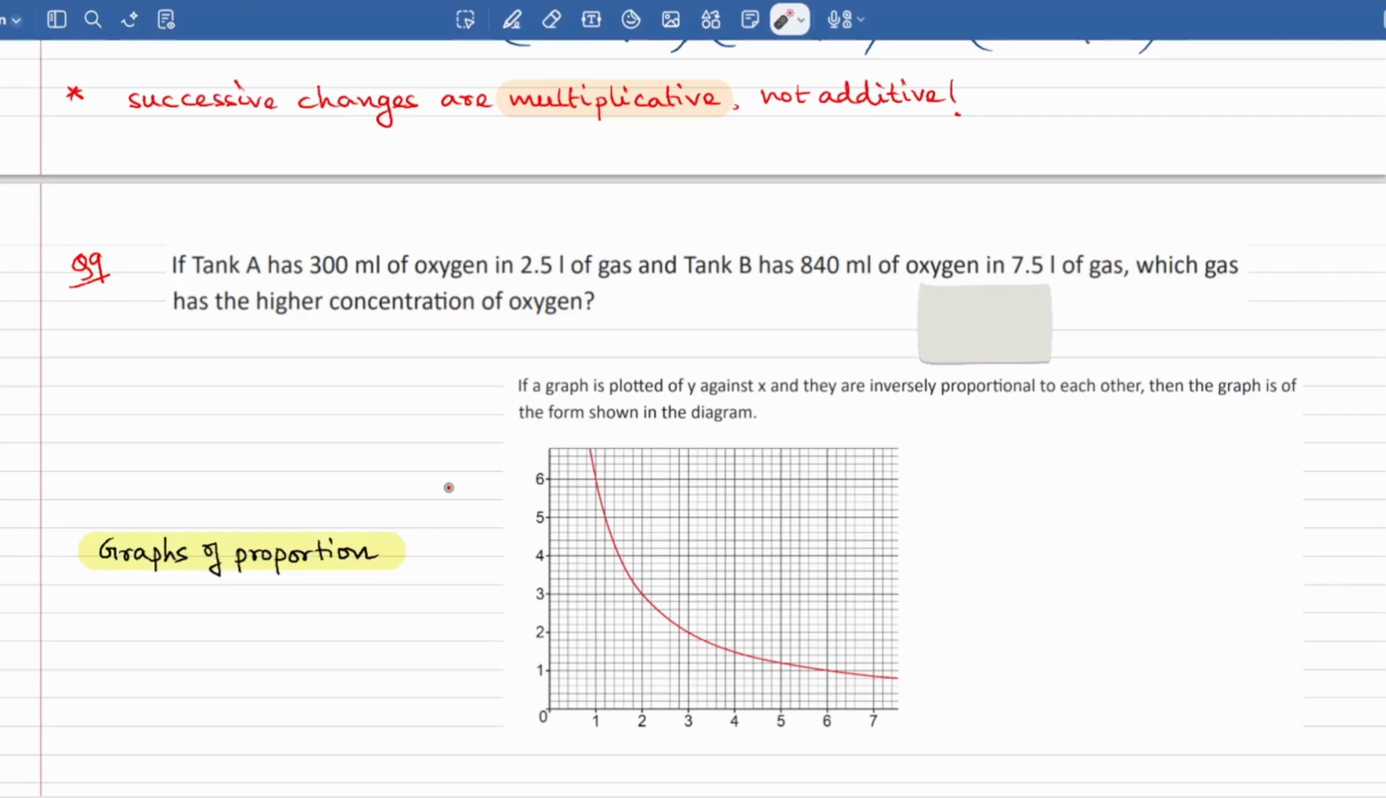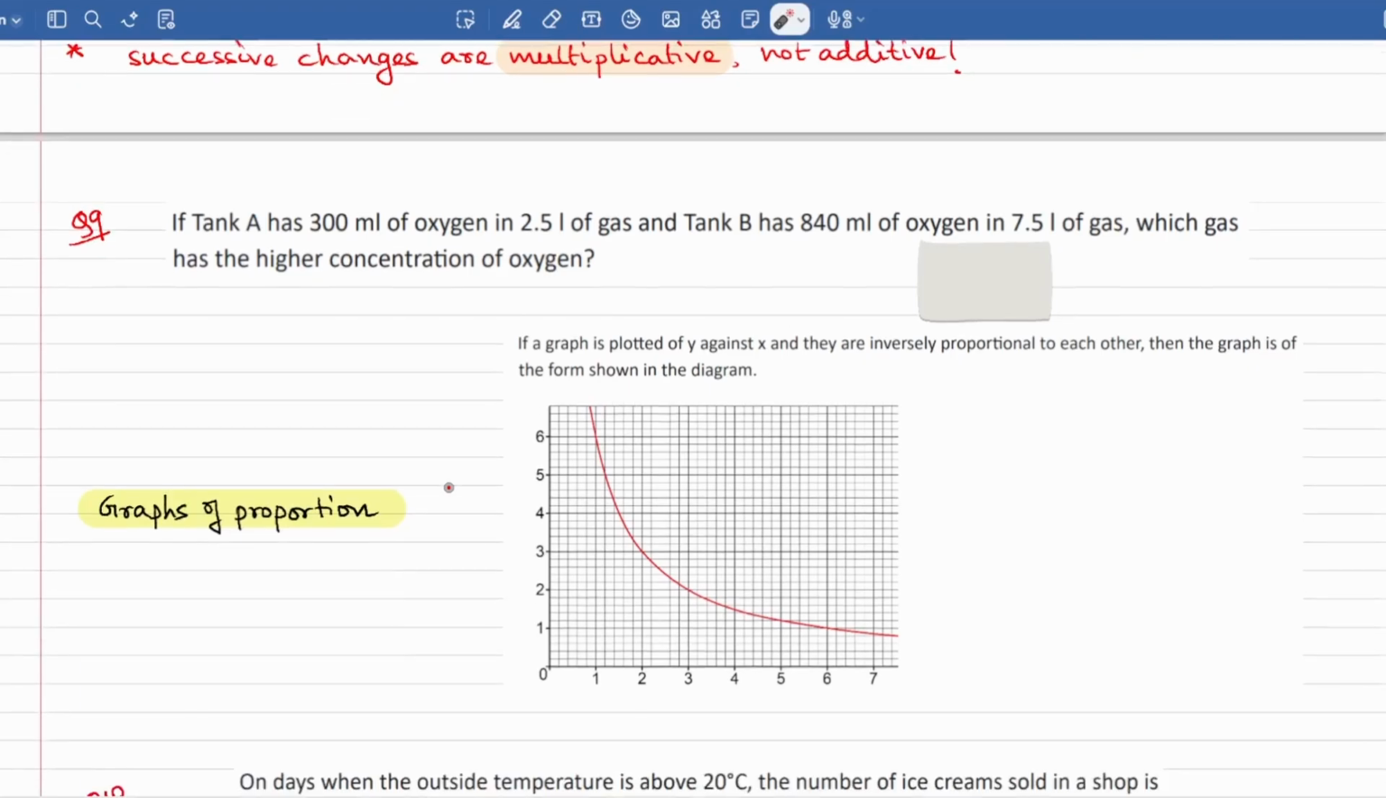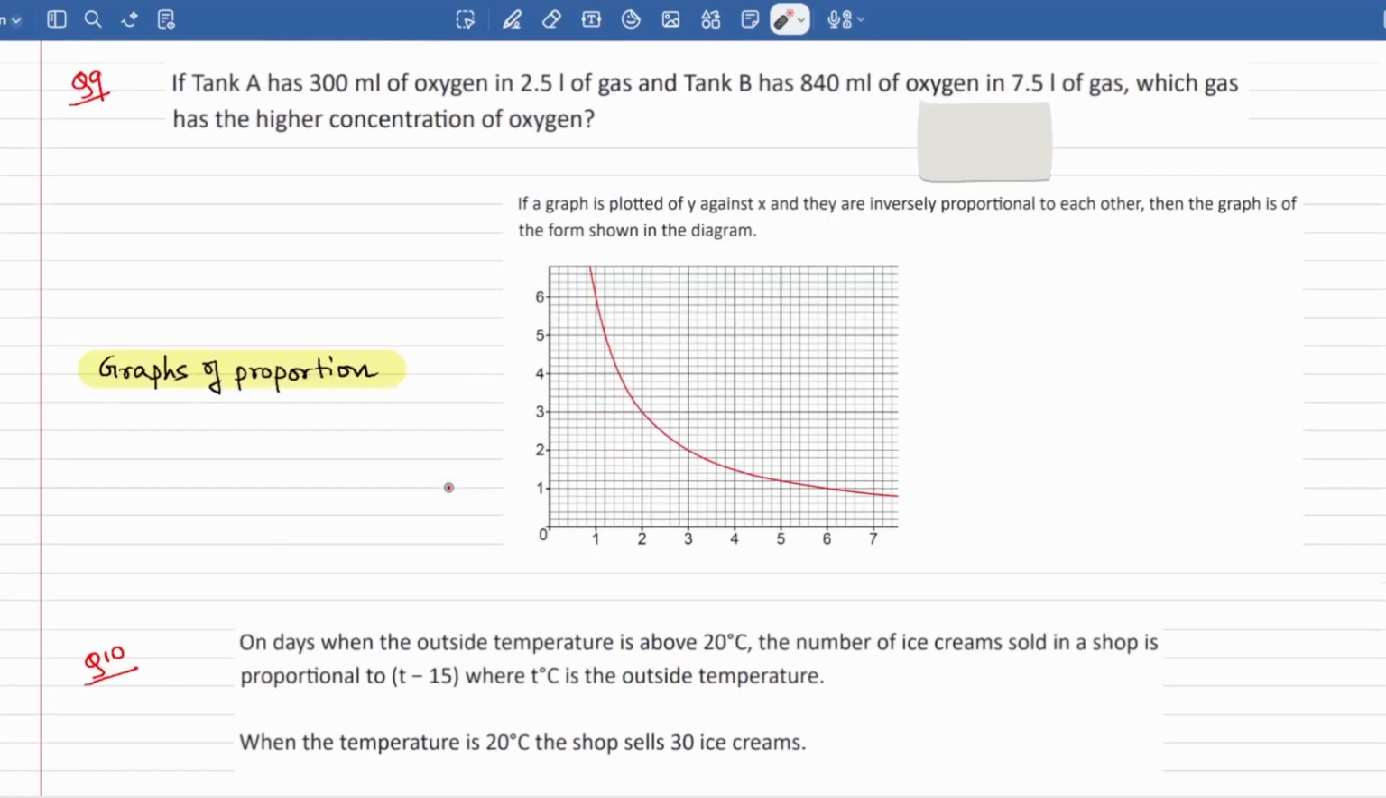The graph of inverse proportion is one part of a rectangular hyperbola, which is the graph you plot from y equals 1 by x. Okay, try this next problem.